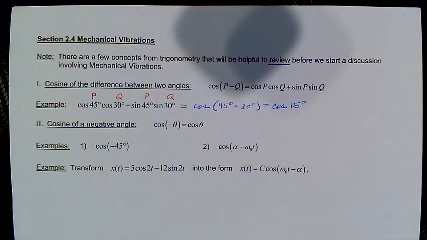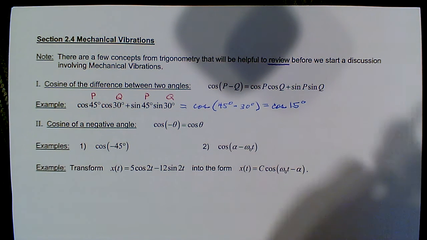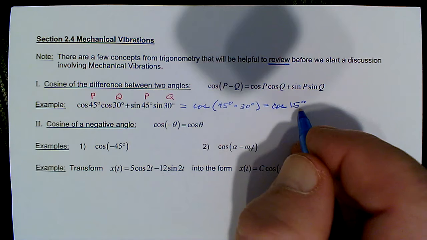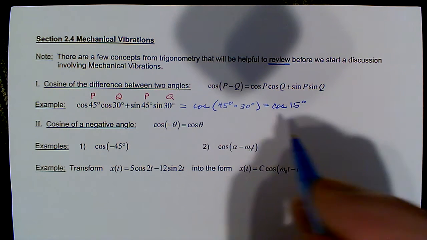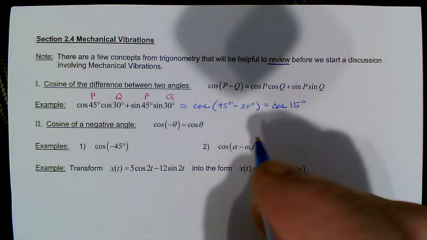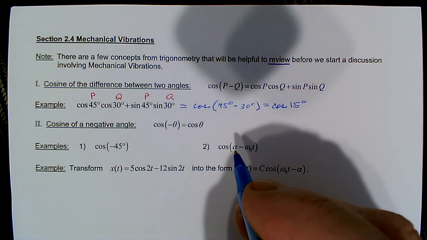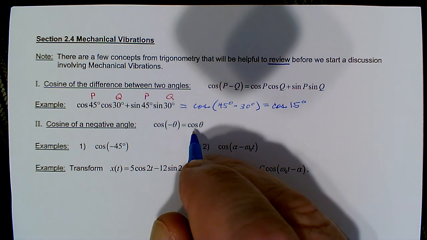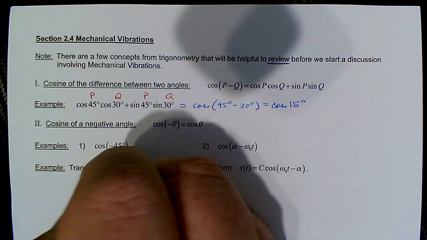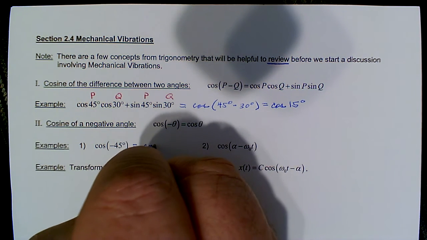This was actually how we used to find the exact values for trigonometric functions of angles that were not multiples of 30, 45 and 60: we used these identities. So now you could find the exact value for cosine of 15 if you wanted to. But in any event, the second identity we'll need is the cosine of a negative angle. Sometimes we say cosine is an even function because the cosine of a negative angle is the cosine of the angle. And so, for example, the cosine of negative 45 degrees is just going to be the same as the cosine of 45 degrees.